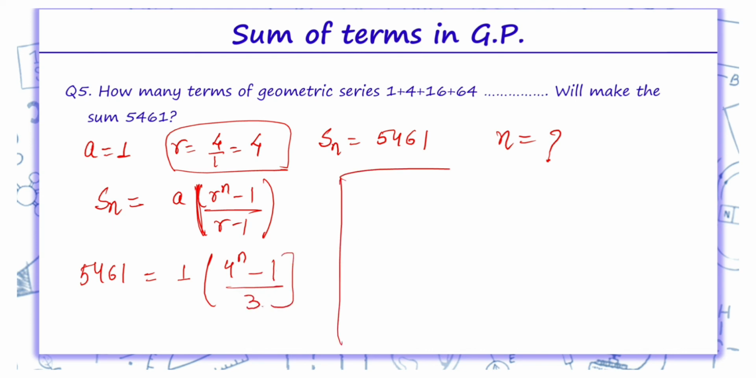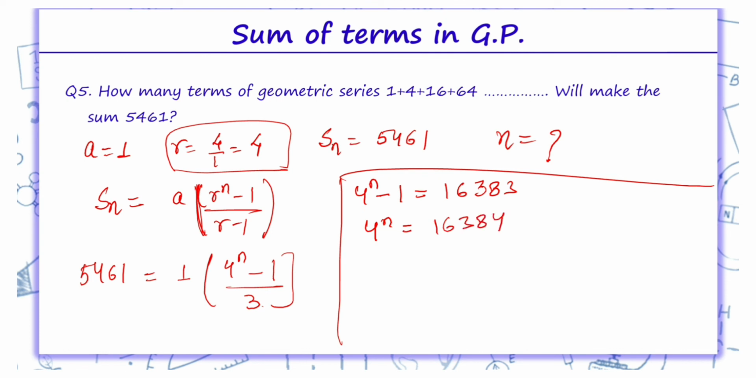Multiplying 3 to that side, we will get 4 to the power n minus 1 equals 16383. Shifting 1 to that side, we will get 16384. This 16384 can be written as 4 to the power 7. Thus the value of n is 7. So this is how we can also find the number of terms when we are provided with the sum of terms in GP.